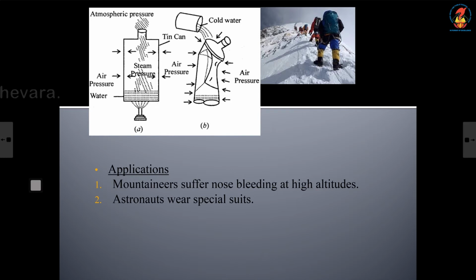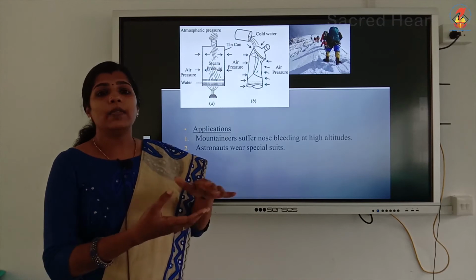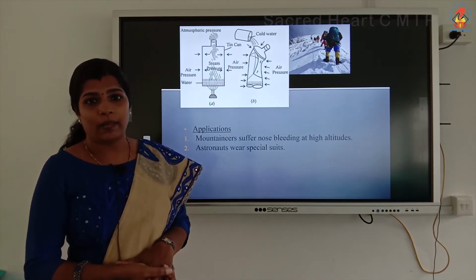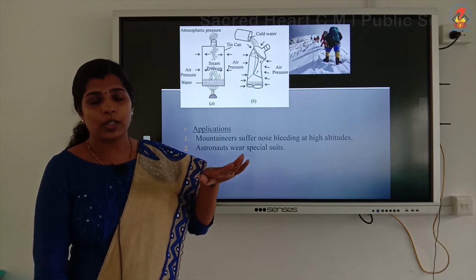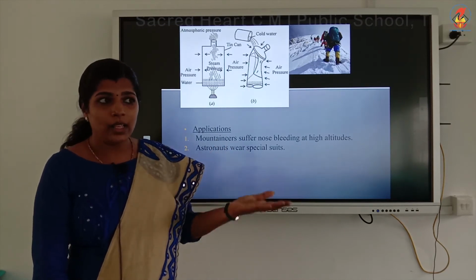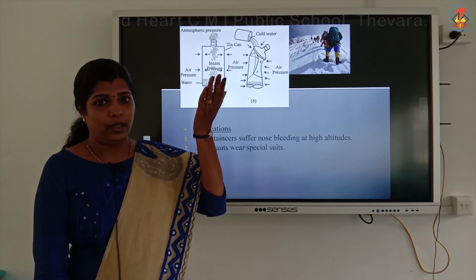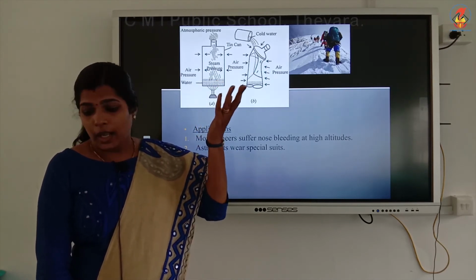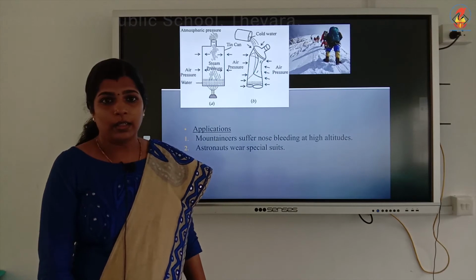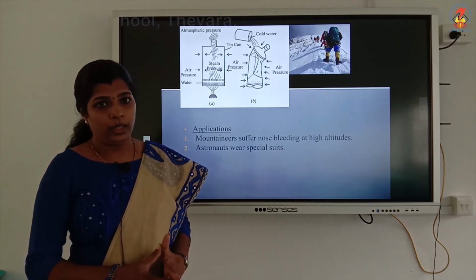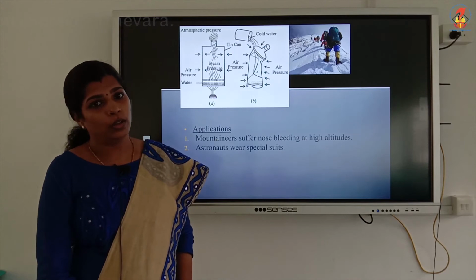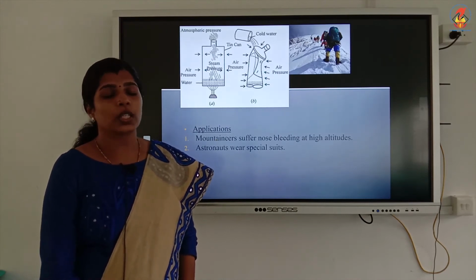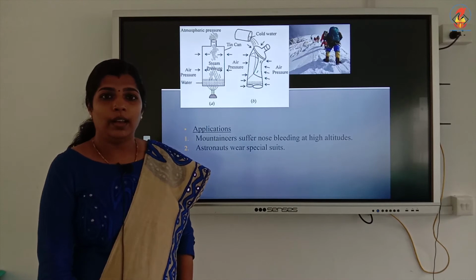Then there are applications. Mountaineers suffer nose bleeding at high altitudes. The maximum value of atmospheric pressure is at sea level. As you go higher in altitude, the pressure exerted by the atmosphere will be low. At high altitudes, atmospheric pressure will be less.